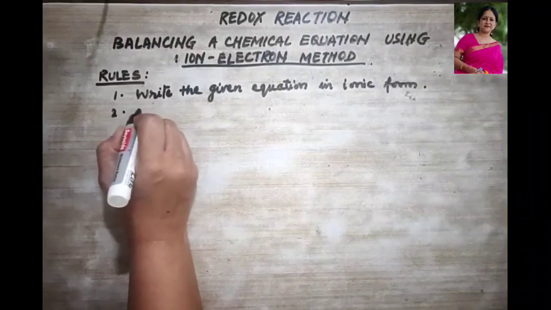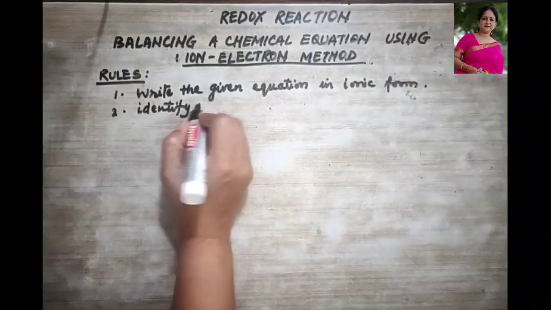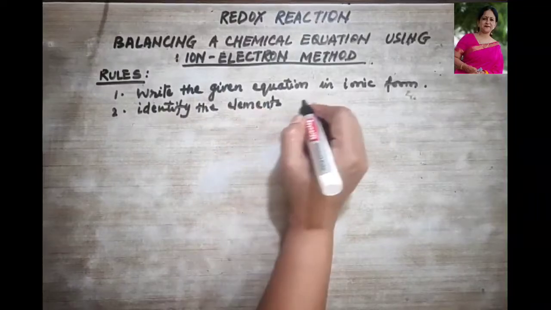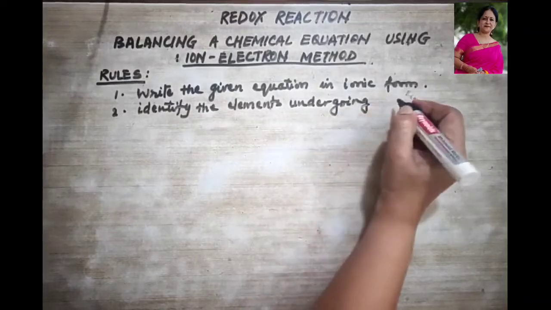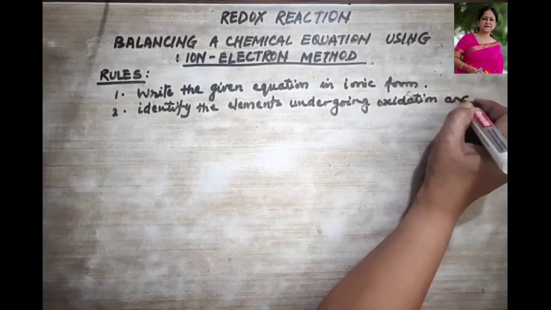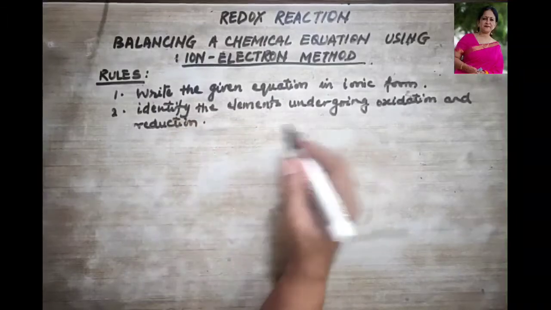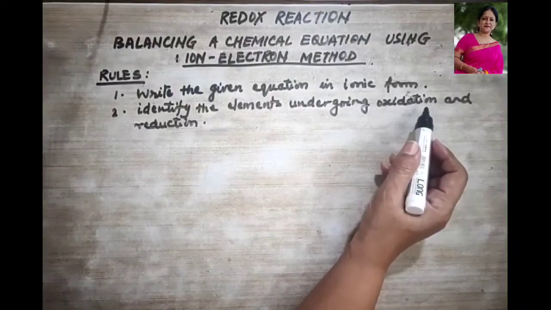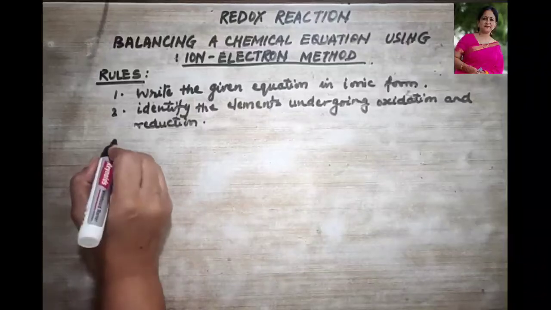So second is to identify the elements undergoing oxidation and reduction. Now, I hope by now you must be knowing what is oxidation and what is reduction. When your oxidation number increases, then it is oxidation. When the oxidation number decreases, then it is reduction, right?